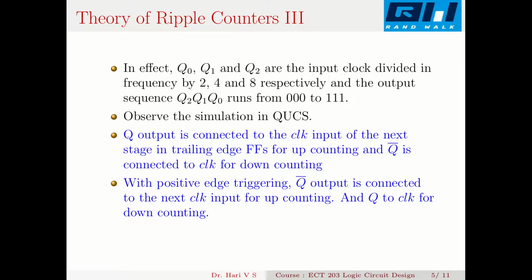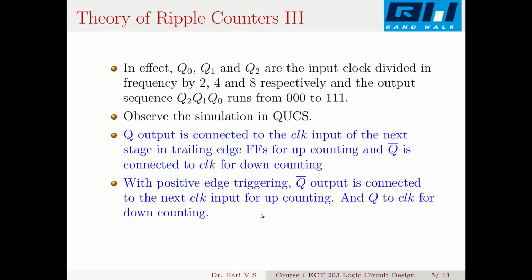Whatever is given in blue should be understood thoroughly. The Q output is connected to the clock input of the next stage in trailing edge flip-flops for up counting. If Q bar is connected, then it is down counting. If it is a positive edge triggered flip-flop, the Q bar output is connected to the next clock for up counting, and Q to the clock for down counting.